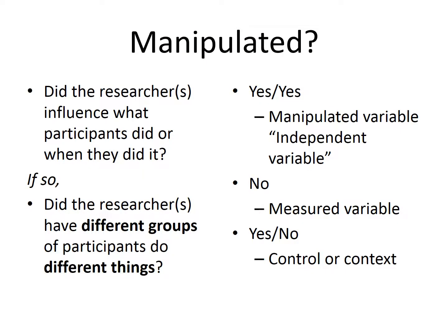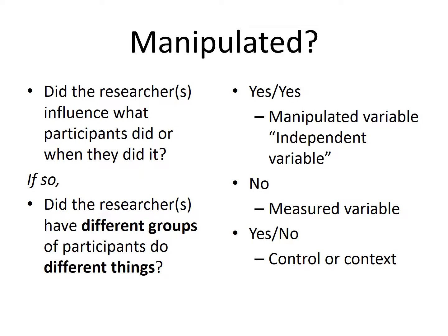If it seems tricky to determine if a variable was manipulated, you might try asking yourself two questions. First, did the researchers influence what participants did or when they did it? If not, it's not a manipulated variable. If they did, we need to ask whether the researchers had different groups of participants do different things. If they did, it would fit the characteristics of a manipulated variable, otherwise known as an independent variable.